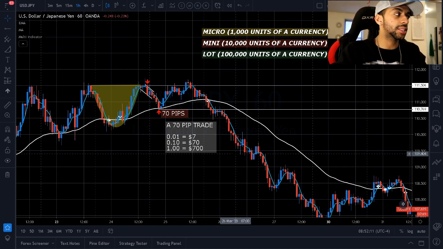So if you only have $100 in your account, you should only be trading, honestly, probably micros. Now that doesn't mean that you have to trade a 0.01. You could trade a 0.05, a 0.09. Those are all micro positions.